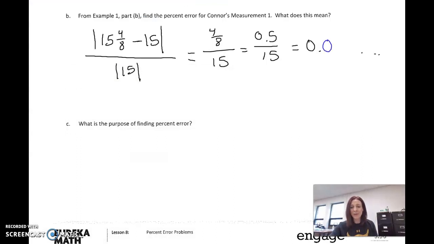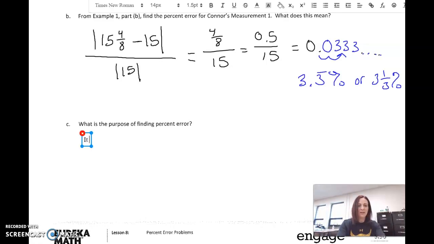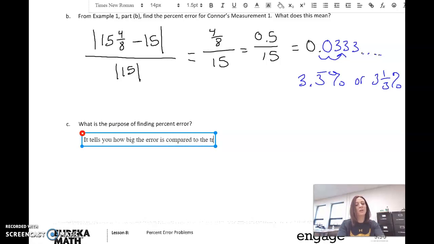So this is 0.0333 repeating. So if I move it over 2 places, I get 3.3 repeating percent. Or 3 repeating is 3 1/3. And it's okay if you don't recognize that. So in this case, Connor is 3 1/3% off the exact. So what is the purpose? Well, I'm going to type that. It tells you how big the error is compared to the true value, the exact value. So it just tells us we're 3% off. It tells us how far off we are from what it exactly is.